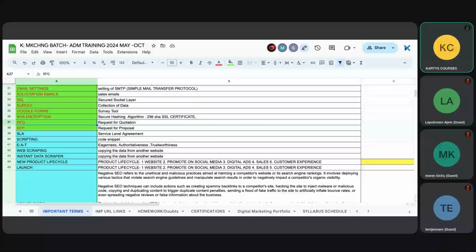Anybody? Any other question? Any doubt? Anyone else? Any questions? Any doubts? Clear? Okay, great. Everybody can type clear.